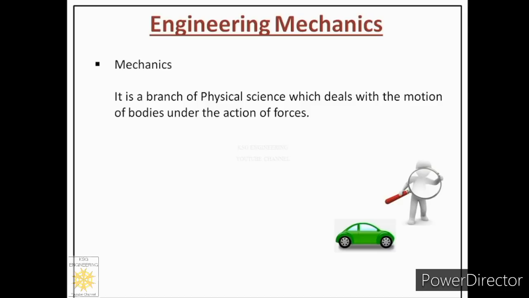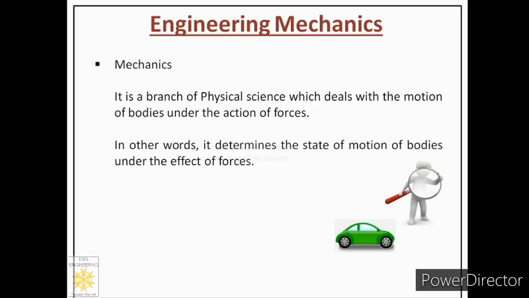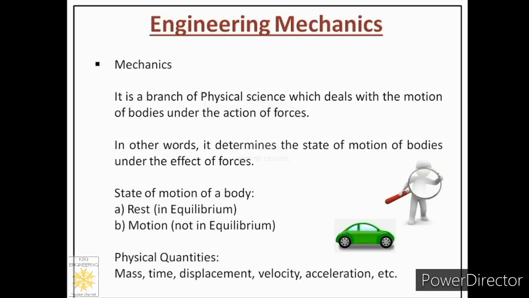Now another state of motion of a body can be motion: the body is in motion and we are applying certain forces on the body, and now we want to know what changes those forces can make on the state of motion of the body. So we are basically concerned with the physical quantities of the body. Physical quantity means like mass, time, velocity, acceleration, displacement of the body. So in other words, we can say it determines the state of motion of bodies under the effect of forces.